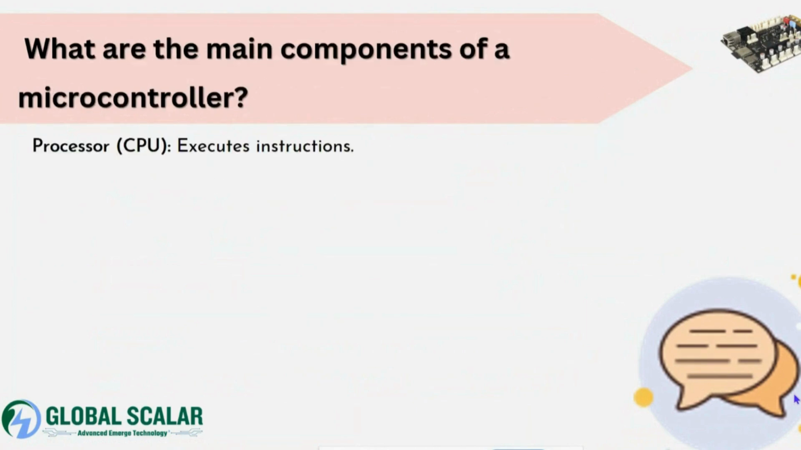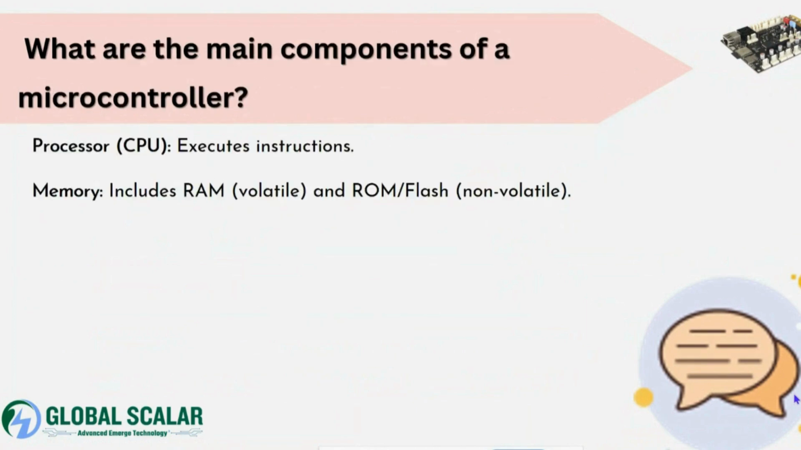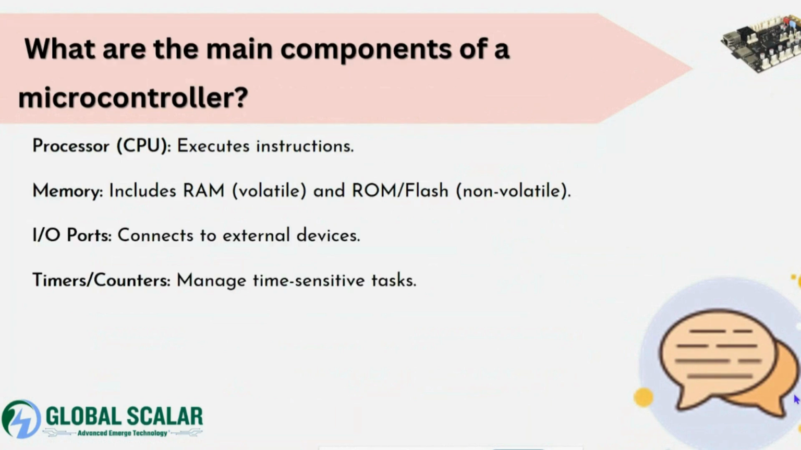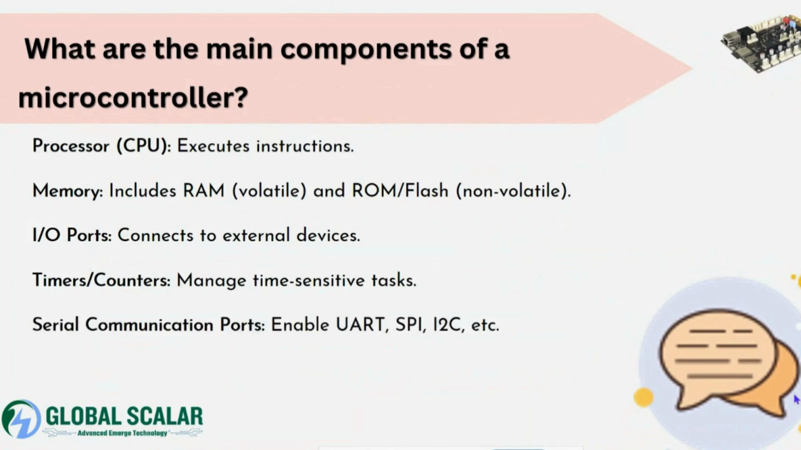What are the main components of a microcontroller? CPU, it will execute the instructions. Memory, which has volatile memory, non-volatile memory, flash and ROM memory, and I/O ports to connect external devices, timers and counters to manage time-sensitive tasks or activities, and serial communication ports. These are used to exchange data like UART, SPI, I2C, CAN, LIN, Ethernet, and other protocols.